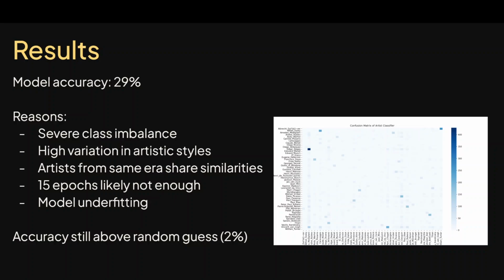Over here, we have an image of a confusion matrix of the artist classifier. For a confusion matrix to show that the model is doing well, ideally you'll have a line going down the diagonal, where the model's predictions align with the true label. However, as you can see, there is no pattern or line being made, showing that our model is not doing particularly well.